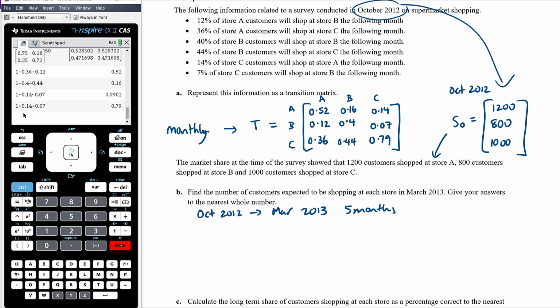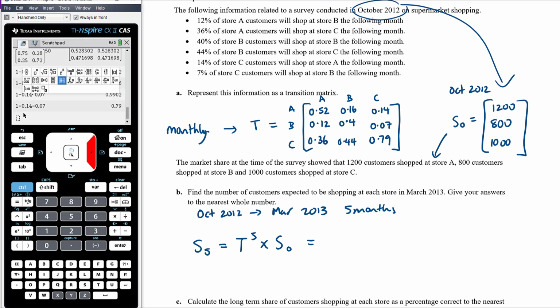So we're going to need 5 transitions. That means March 2013 is state 5, and it's going to be T to the power 5 times state 0. I've already got my transition matrix and state 0 clearly written further up here, so I don't actually need to write them in the calculation. As long as they're clearly written somewhere in the question, I can just write T to the power 5 times S0. Alright, let's do the calculation.